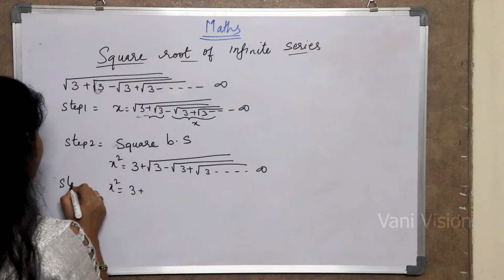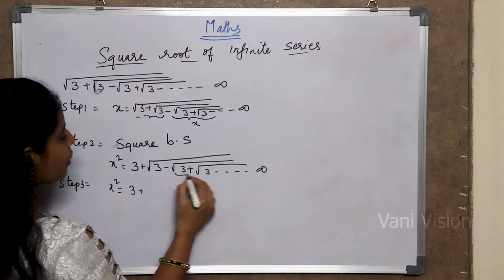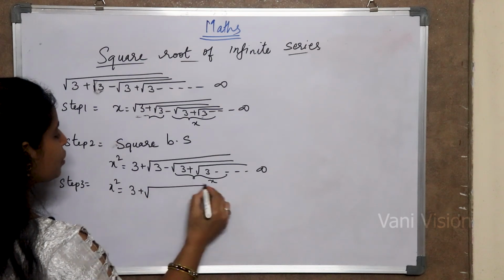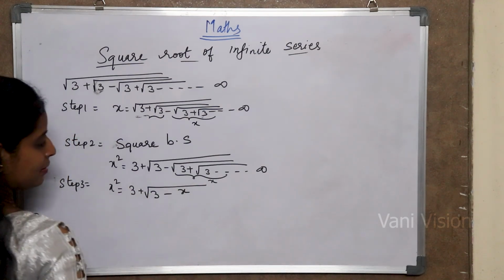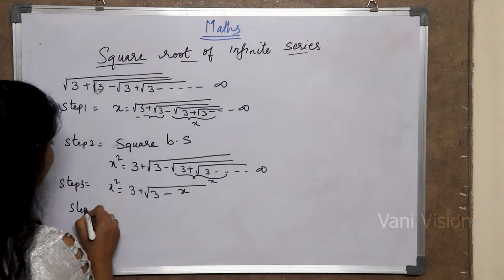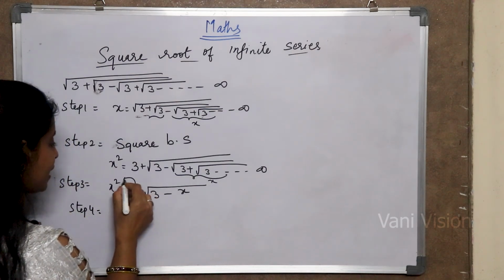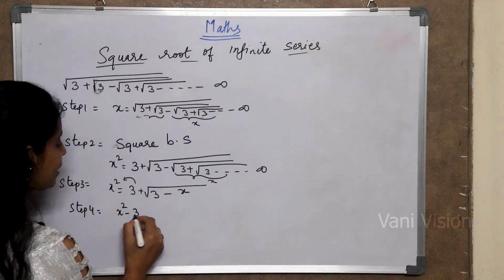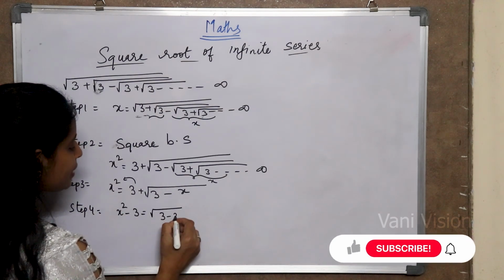In step 3, replace the expression by x. Now x squared is equal to 3 plus root over 3 minus x. Then step 4: bring this 3 to this side. Then it becomes x squared minus 3 equals root over 3 minus x.